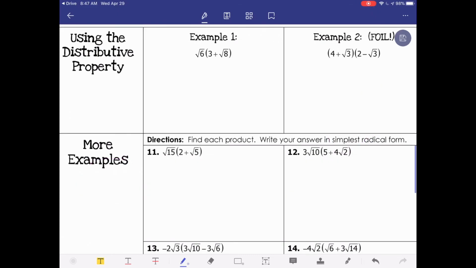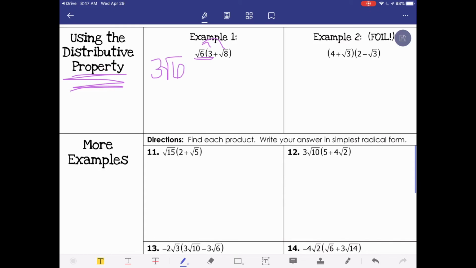Moving on to the second page, there are going to be times where you need to use the distributive property when we're multiplying radicals. So in this example 1, we have radical 6 times, in parentheses, 3 plus radical 8. So we need to take this radical 6 that's outside the parentheses and distribute it to both terms inside the parentheses. So we're going to do radical 6 times 3 first, which is just going to leave me with 3 radical 6.